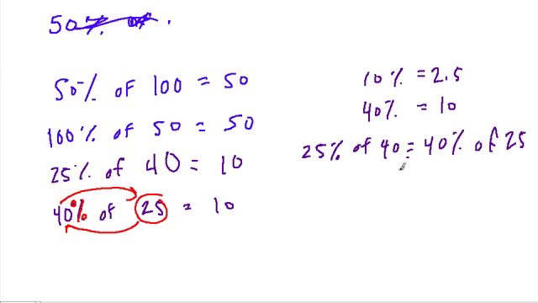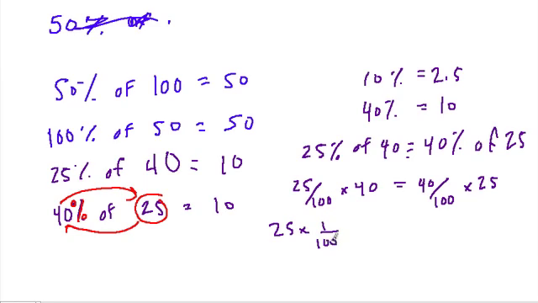Well, 25 times 1 over 100, so this is 25%. 25 over 100, right? Times 40 is one way to think about 25% of 40. Of is typically synonymous with multiplication. So 40% would be 40 over 100 times 25. And then we can write this a different way. You can say 25 times 1 over 100, that's the same thing as this, times 40 equals 40 times 1 over 100 times 25.